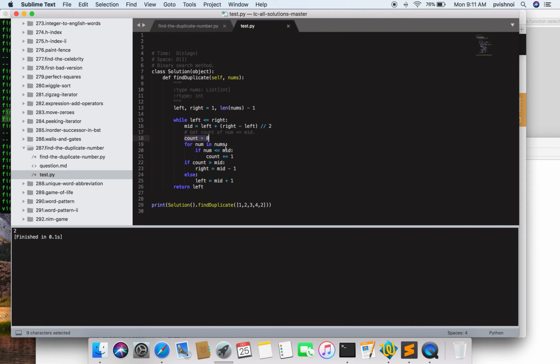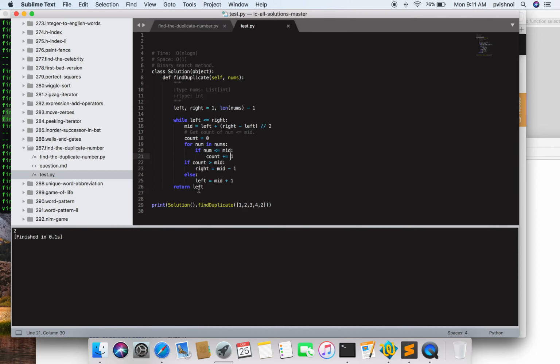Now I'm iterating over each number from the given list. If num is less than or equal to mid, then we increase count. Once it finishes, if count is greater than the midpoint, that means we need to shift to the left side, so right would be mid minus 1. Else left would be mid plus 1, and once it completes, we return left.